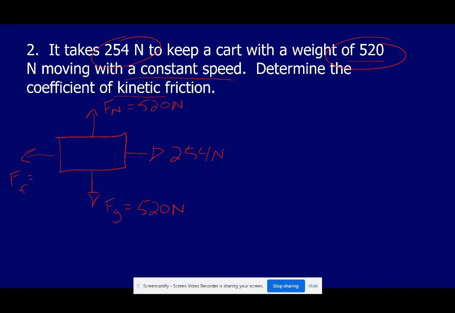If it's traveling at a constant speed, and that's why I underlined that term, that means that the forces must all be balanced. And that makes it a lot like the first problem, because if 254 newtons are forwards and we're moving at a constant speed, then there has to be 254 newtons backwards. All right, now we're ready to finish it.